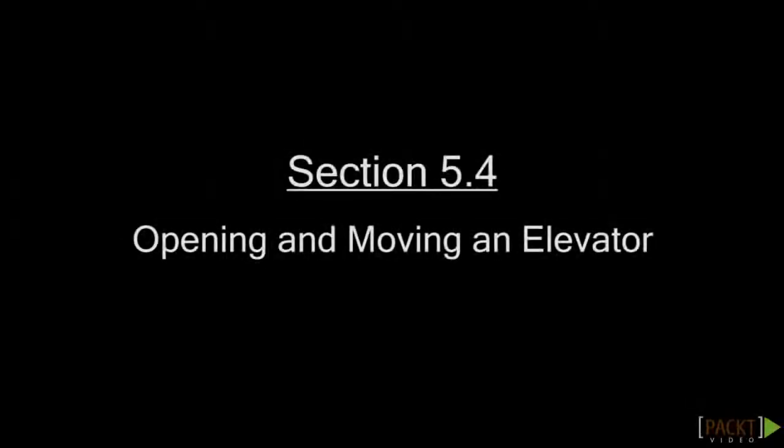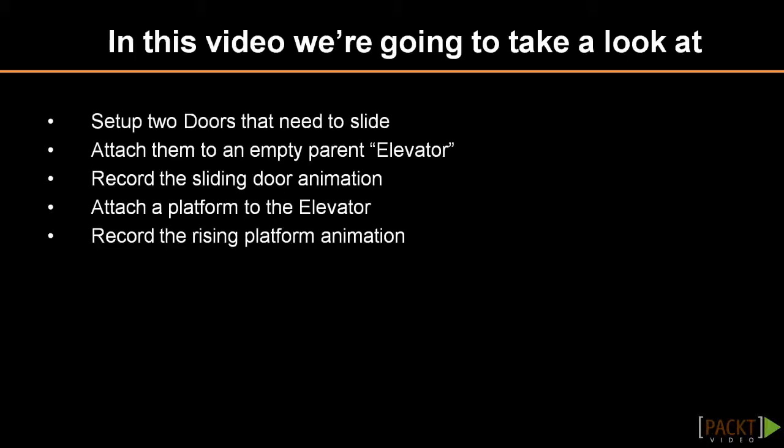This is the 4th video of section 5 on animation. In this video, we expand our animation capabilities by setting up a construction with multiple moving objects. We start with 2 doors that need to slide open. The trick is to attach them to a single parent object, which will contain the animation for all its children. The platform is also added to this setup in the next step.